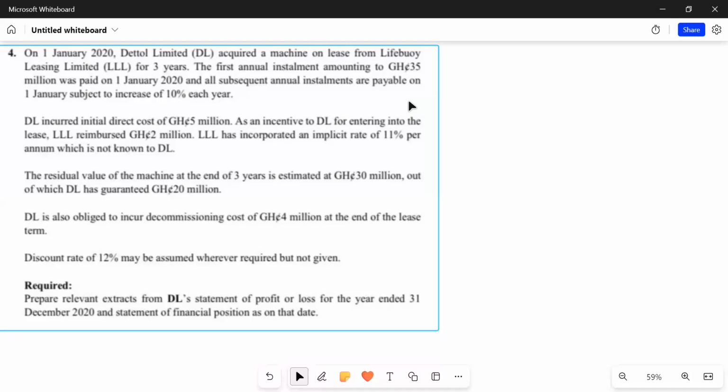Required: prepare relevant extract from DL statement of profit or loss for the year ended 31st December 2020 and statement of financial position as on that date.